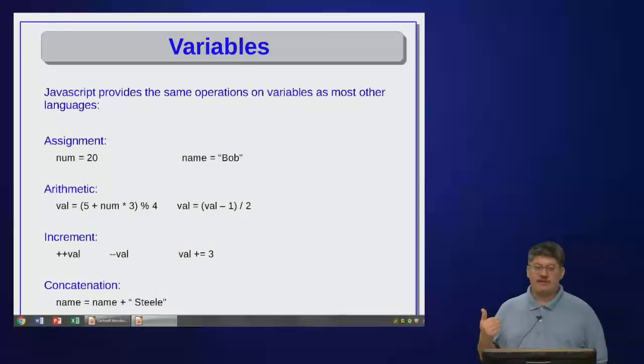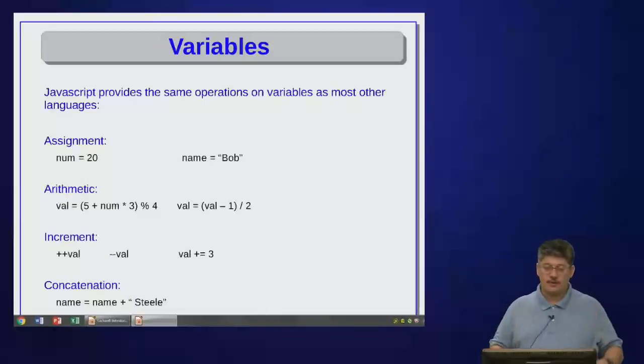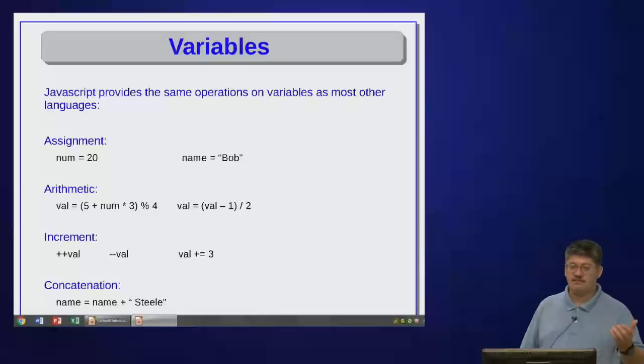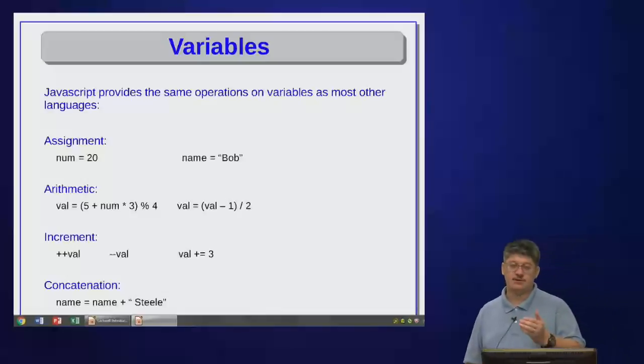I can do things with my variables just like I can in other languages. I can assign values to them. So I can set num to 20 or set name to Bob. I can do arithmetic on my numbers. And the usual order of operations applies. So here I can set val to be 5 plus num times 3 mod 4.